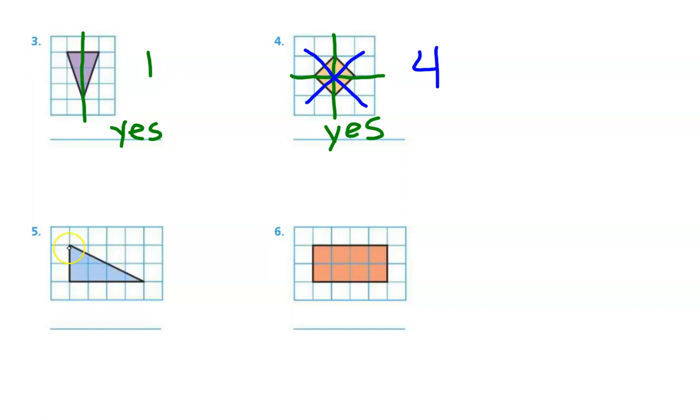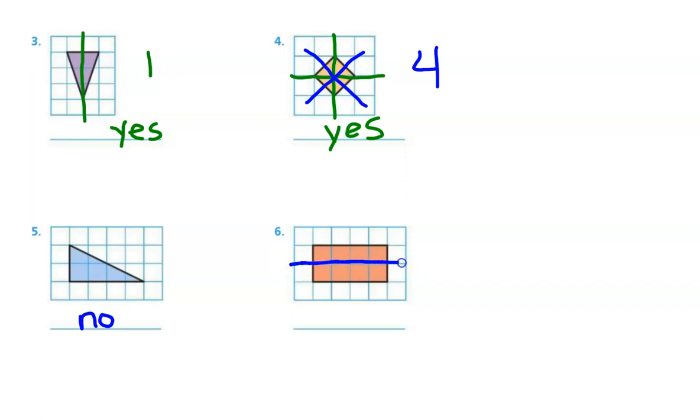And the reason being, this one is an isosceles triangle, which means it has 2 sides that are the same length. But this one's a scalene triangle. It has no sides that are the same length, so because of that, there's no way I can fold it and make it work. Now, number 6 is a rectangle.